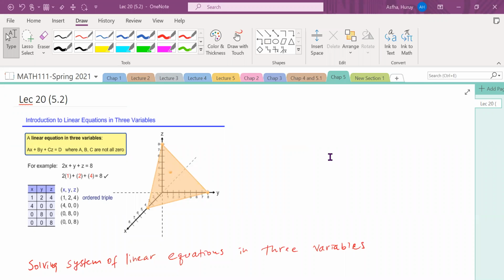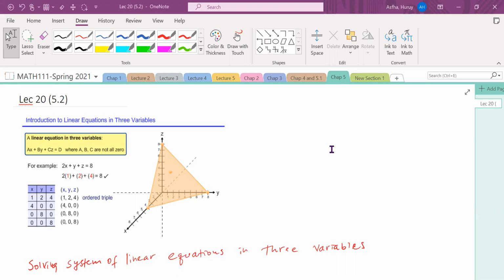Hello, everyone. Welcome to lecture 20. So in today's lecture, we will learn linear equations in three variables. We will see what this type of equations look like and how to solve such kind of equations.